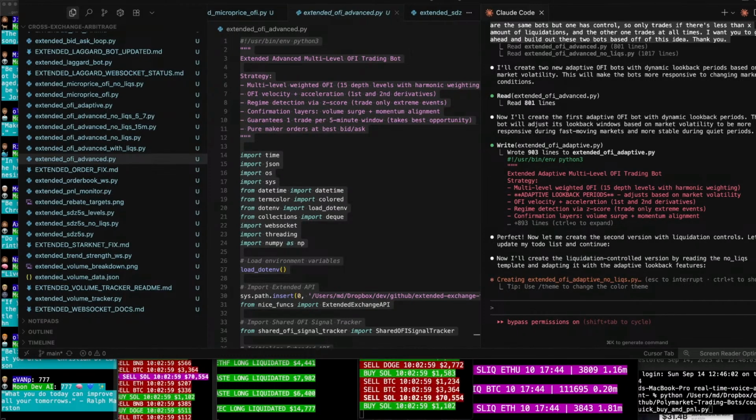It did close the position eventually. And I wonder how. Okay, so you can see this is building the bots that we requested based off of the video that we watched. Now I'll create the liquidation controlled version by reading the no licks template and adapting it with the adaptive lookback features.